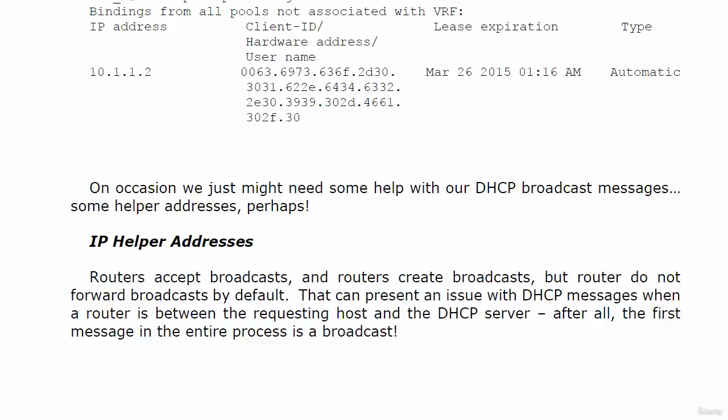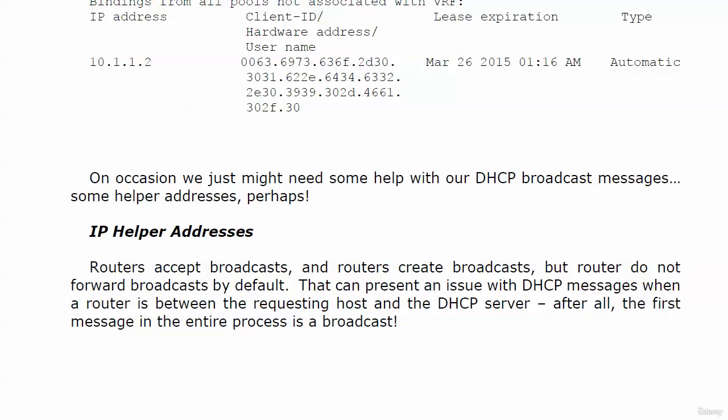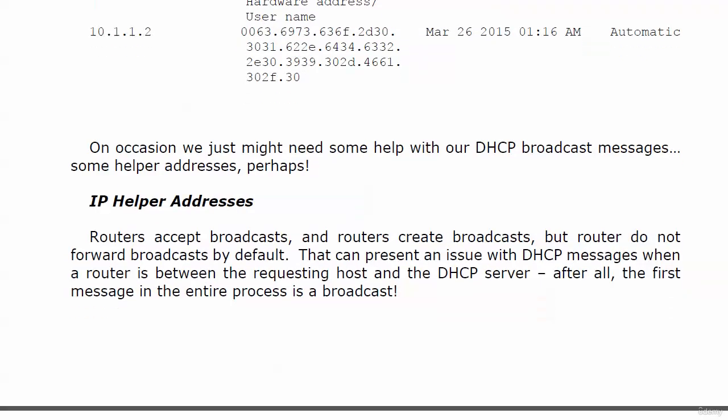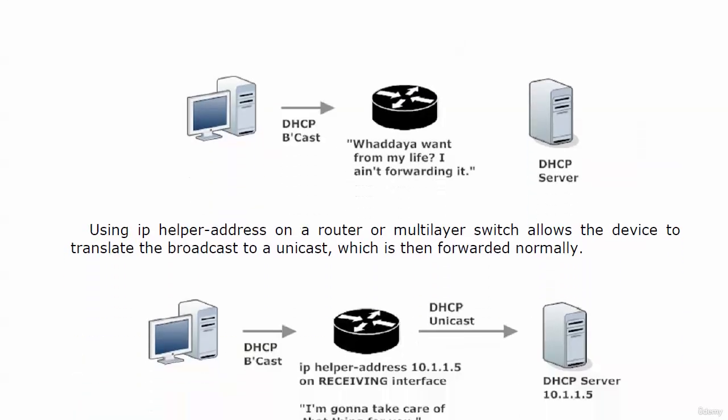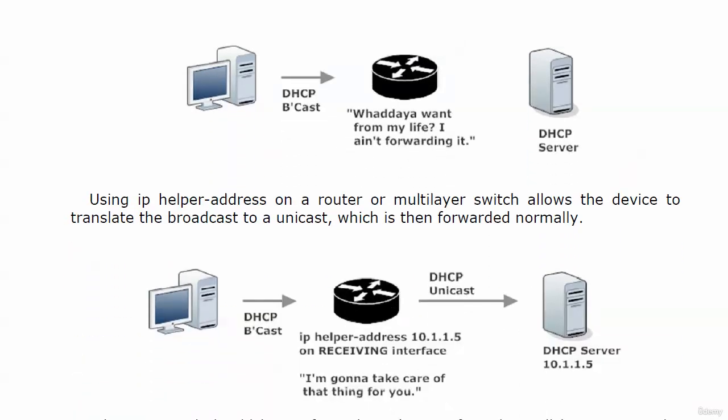And as we know, routers accept broadcasts, routers create broadcasts, routers do not forward broadcasts by default. And that can present an issue with DHCP messages when a router is between the requesting host and the DHCP server, because of course the first message in the entire process is a broadcast. And by default, the router's going to get that broadcast and say, what do you want from my life? I ain't forwarding it.